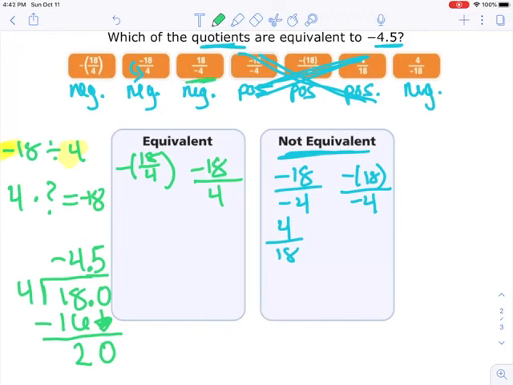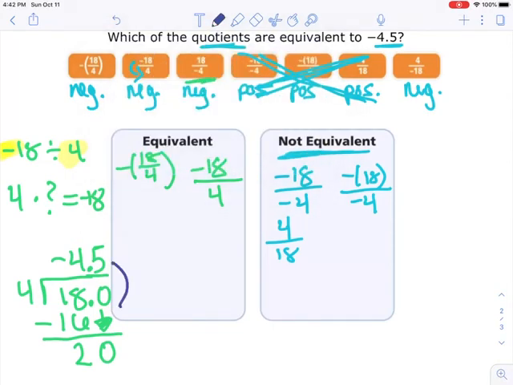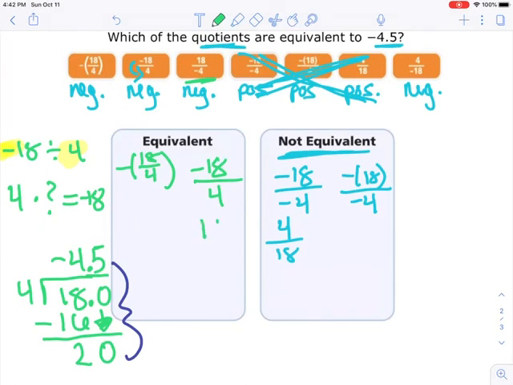Our third one here, we have a positive 18 divided by 4. We've already done 18 divided by 4, you guys. We've already done 18 divided by 4 right here. And we got 4.5. So all we're really looking for here is the negative sign. And a positive divided by a negative is a negative. And we're looking for negative 4.5. So, oops, I'm sorry, I forgot which color I was using. So this one also is equivalent. Positive 18 divided by negative 4.